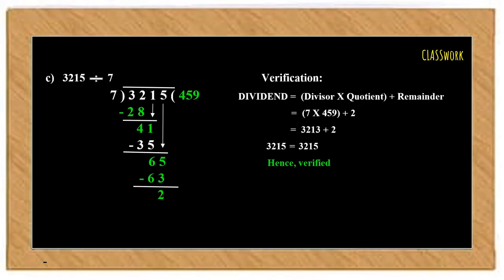We will solve a few more problems, children, for you to understand the concept perfectly. In the C part, we have 3215 divided by 7. On performing the long division, we obtain 459 as the quotient and 2 as the remainder. Do solve this problem yourself, children, and check if what I have done is appropriately correct or not.